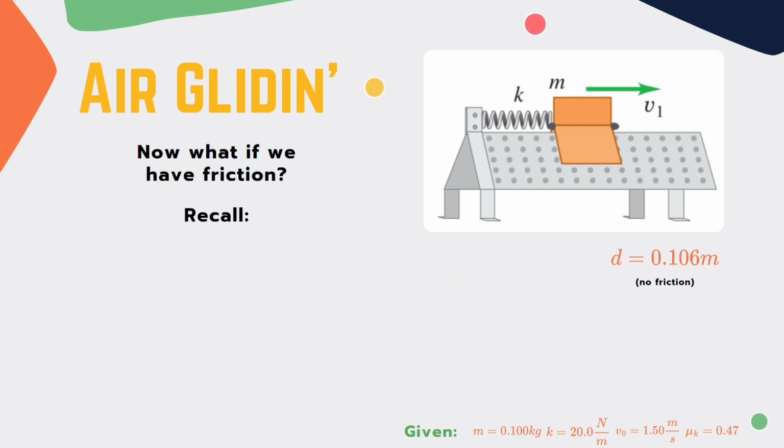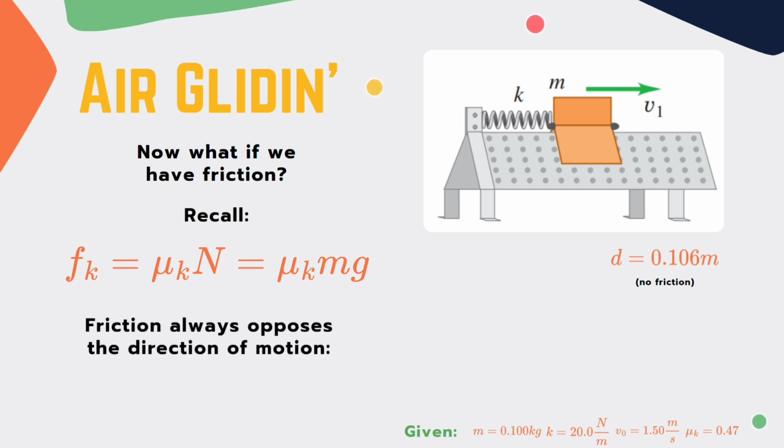Well, we recall that since the glider is moving, we have kinetic friction, and this friction is proportional to the normal force, which yields Fk is equal to mu k N is equal to mu k mg, where it can be verified that N in this case equals mg. Note that friction always opposes the direction of motion, so that in our formula for work, the dot product of Fk and dl always has a factor of negative 1. This is why we get that the work done by friction Wfk equals negative Fk d, which is equal to negative mu k mgd.